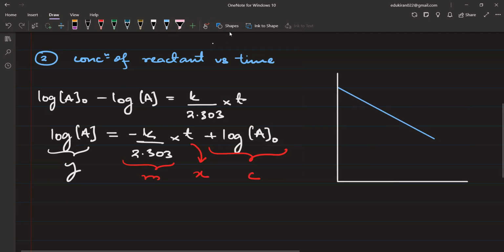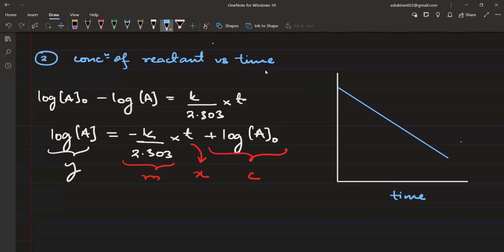We'll start from here, going away like this. Okay, so we have time here. At time 0, the log A will be what? Log A naught, initial concentration, and slowly the concentration of reactant is going to decrease like this. Okay, this is a very simple graph.